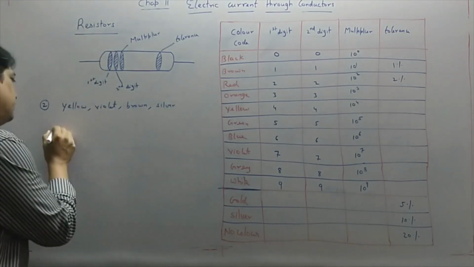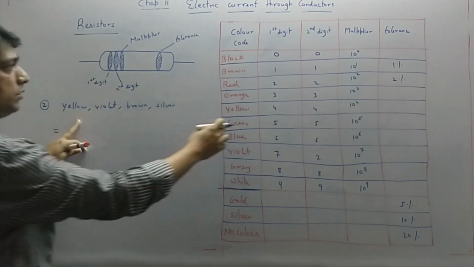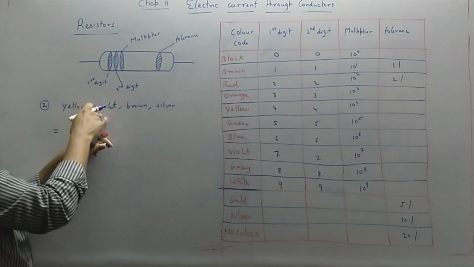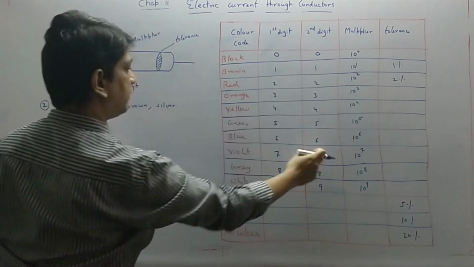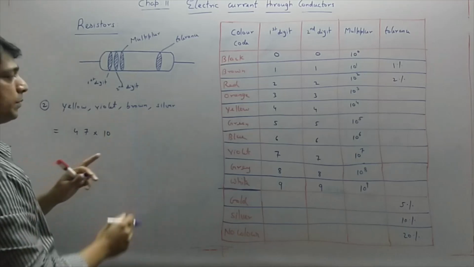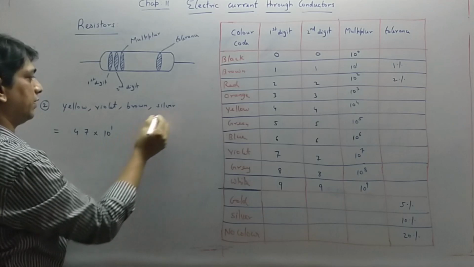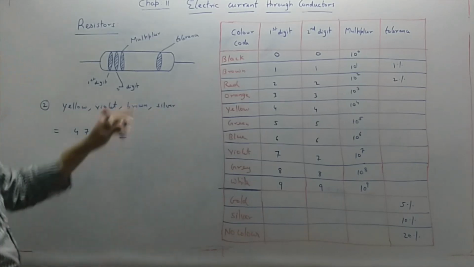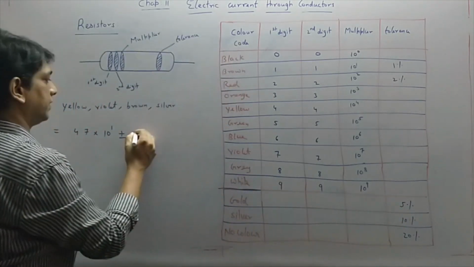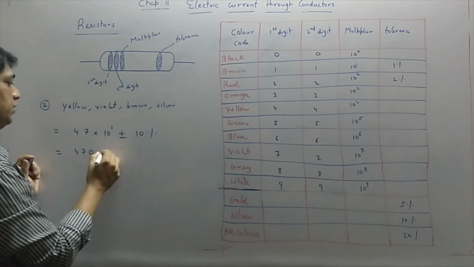Now you tell me the value. Yellow is my first band, first digit, which is 4. Violet is my second band, second digit, which is 7. The third is the multiplier, 10 raised to brown. Brown is 10 raised to 1. The fourth is silver, your tolerance. The silver tolerance is 10%. So it is 470 plus minus 10%.